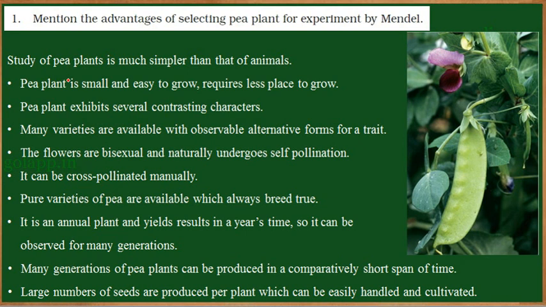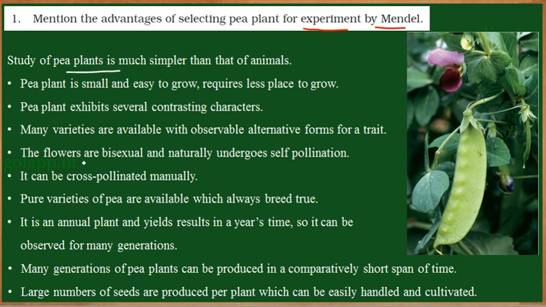Mention the advantages of selecting pea plant for experiment by Mendel. Now students, let us understand what are the advantages of selecting a pea plant. Now Mendel performed an experiment to observe or to learn how the characters are transferred from the parents to offspring. And to understand this, he used the pea plants.